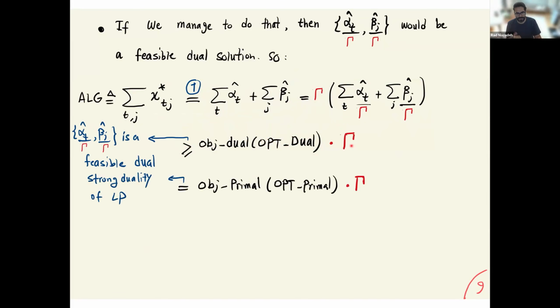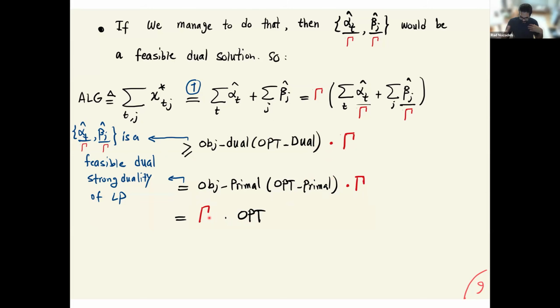Now you can invoke strong duality of the linear programs and say this optimal dual is equal to the optimal primal. The optimal objective values of the primal-dual linear programs are equal to each other, and that essentially is your opt. So therefore, your algorithm is going to be gamma times opt. Okay, so this is good news.